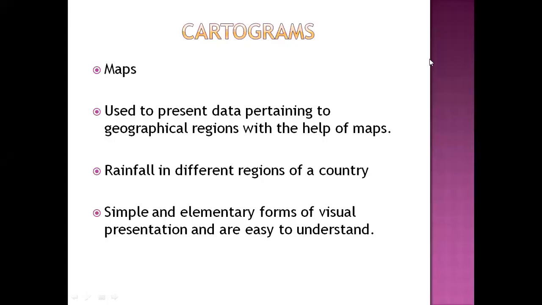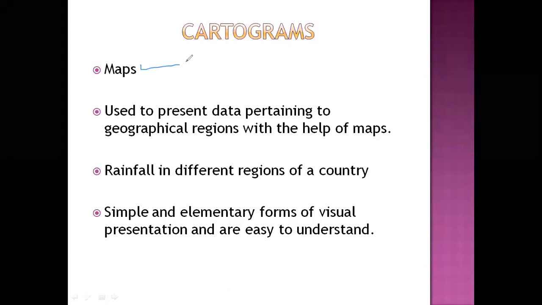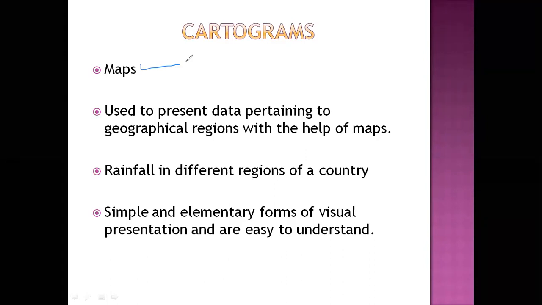Now coming to third category of three-dimensional diagrams, those are cartograms. See, cartograms are used to present data pertaining to geographical regions with the help of maps. So we take the help of maps in cartograms. For example, if we want to show the distribution of rainfall in different regions of a country, it can be shown with the help of maps or cartograms.